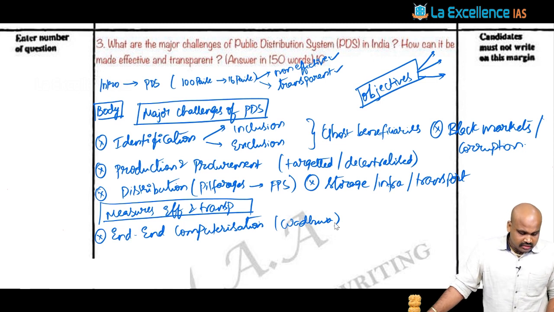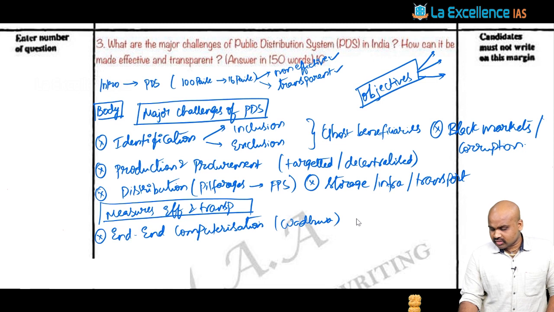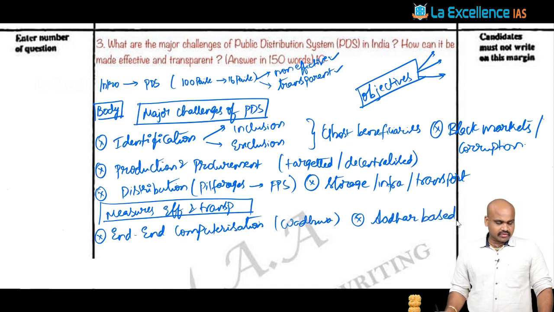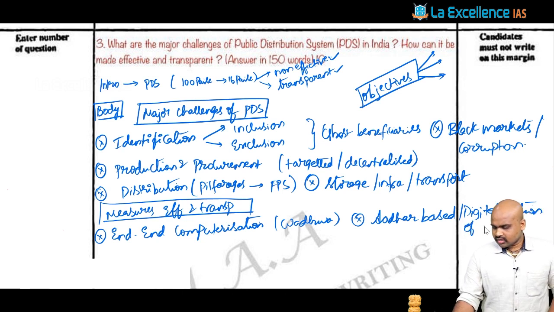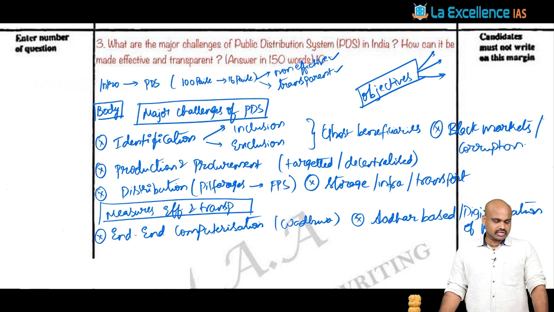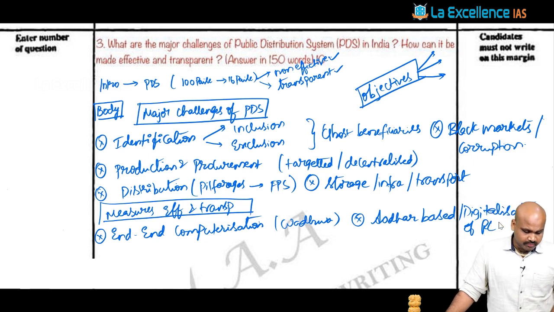And not only that, we also need to talk about end-to-end computerization, and the Aadhaar based systems. The digitalization of ration cards can also be used, maybe the QR code system, right? So digitalization of ration cards can also be made with respect to improving this.